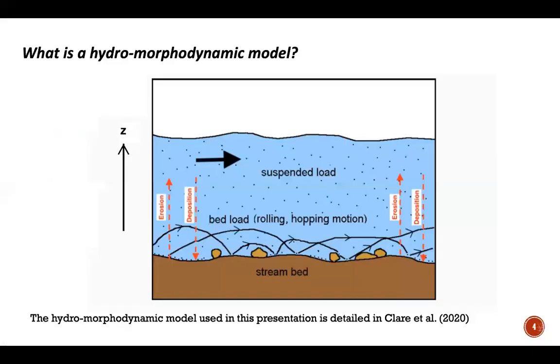So to start off, what is a hydro-morphodynamic model? I'm sure most of you know the hydro part is obviously the fluid or the water, and the morphodynamic is sediment transport and bed level, the movements of bed levels due to sediment transport. So we've got this diagram, which shows what a hydro-morphodynamic model is trying to simulate. You've got flow going from the left-hand side to the right-hand side.